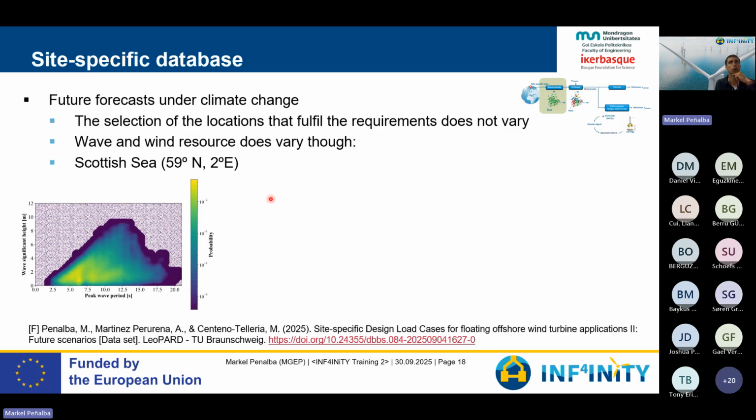So here I will show you the characteristics of some specific locations throughout the different horizons that we analyze under the impact of climate change, for the business as usual scenario, so the more damaging scenario with the highest emissions. The first conclusion is that the selection of the locations, the filtering we've performed with the historical data, doesn't change at all. So we keep having the same filtered locations within each of the areas, but the wave and wind resources do vary, right?